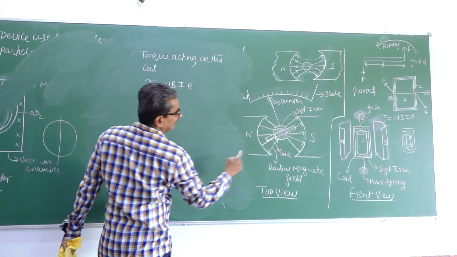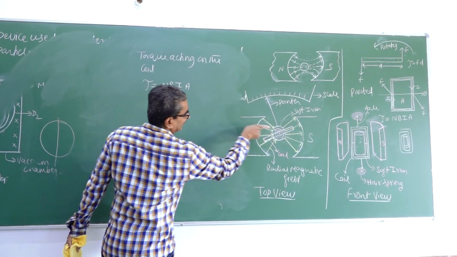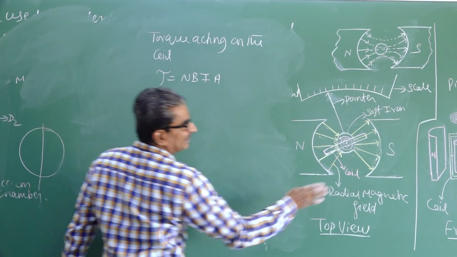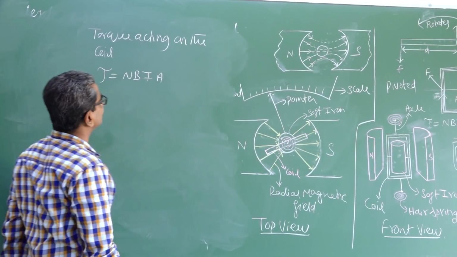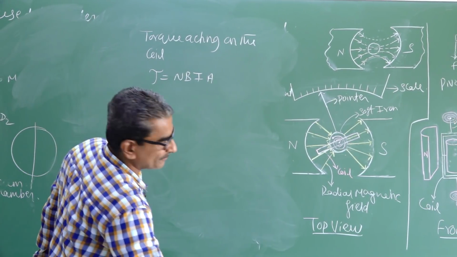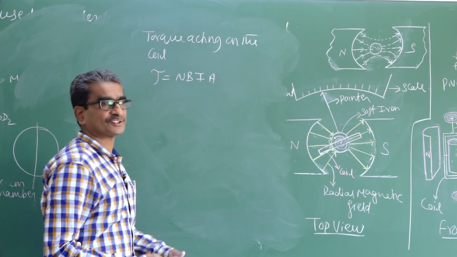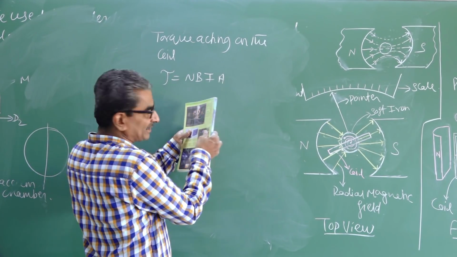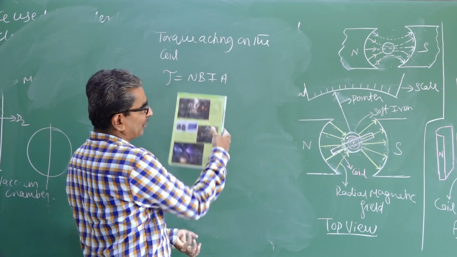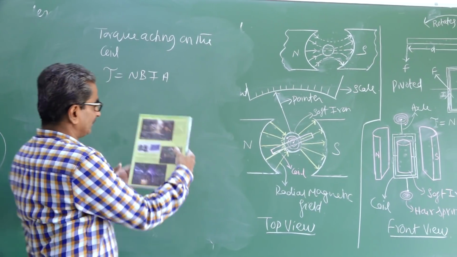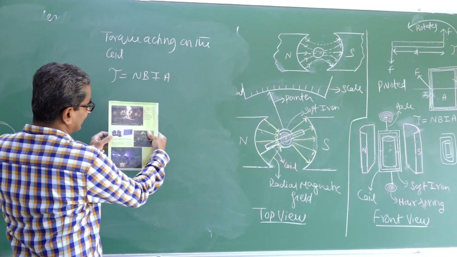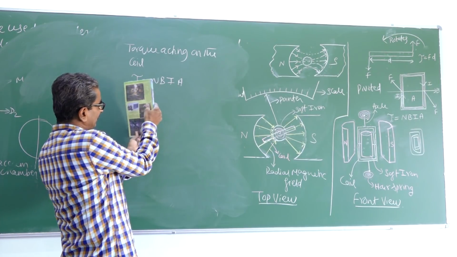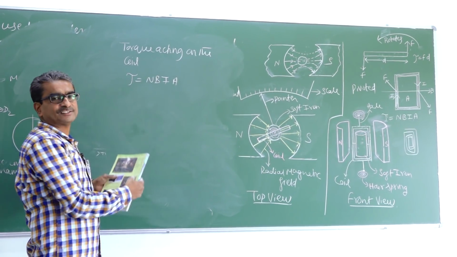Already I told you n is the number of turns in the coil, B is the radial magnetic field which is uniform, I is the current flowing through the coil, and A is the area of the coil. Now what happens in this case? Initially the coil position may be like this. When the coil rotates or deflects like this, what happens to the bottom spring here? When the coil rotates either like this or like this, the bottom spring gets twisted. That means it gets tightened up.